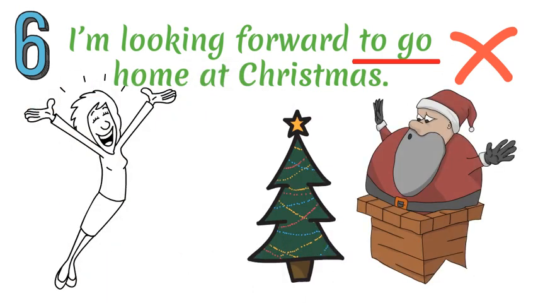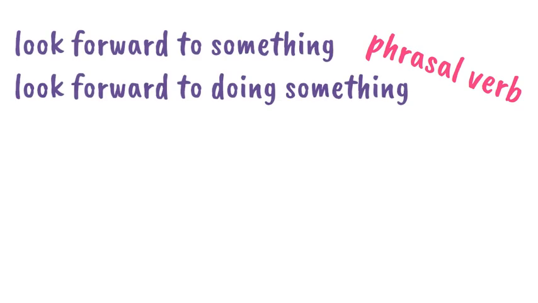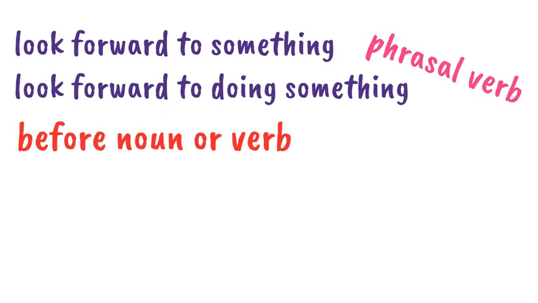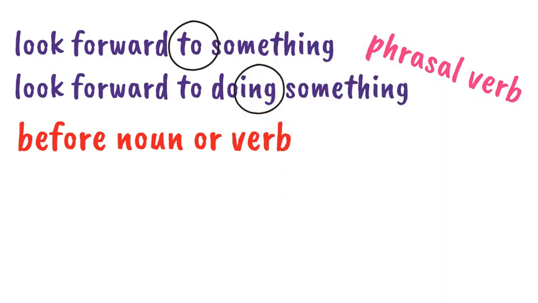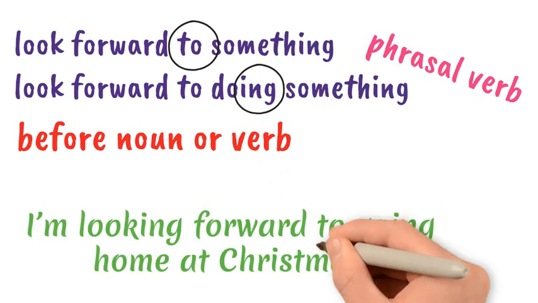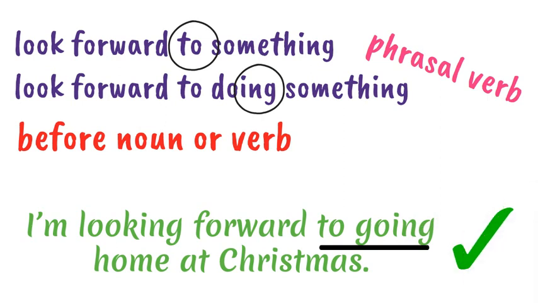Mistake number 6. We use the phrasal verb to look forward to for expressing that you are excited about a future situation or plan. You can use this before a noun or a verb. Similarly to the previous explanation, to acts as a preposition. You must use the gerund form of the verb next and not an infinitive. I'm looking forward to going home at Christmas.